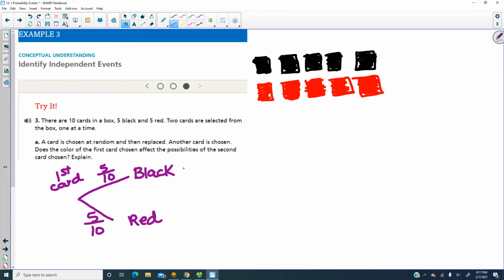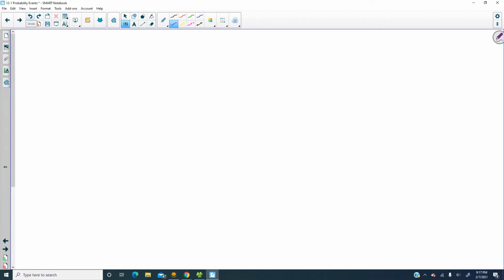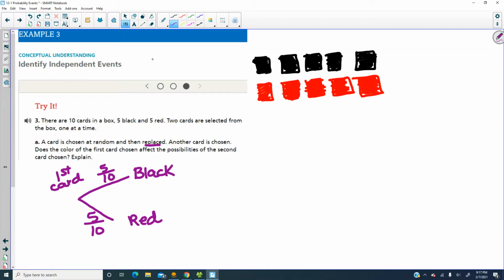Now I take a card, but then what does it say I do? It's replace. So that means I take a card away, but then I put it back. So if I put it back, then that means there's still 10 cards in the lot. Okay, so if I draw a black card, I can get either a black or a red. And if I draw a red card, I can still get a black or red. Replacing everything means that these probabilities are going to stay the same. They do not change whatsoever.